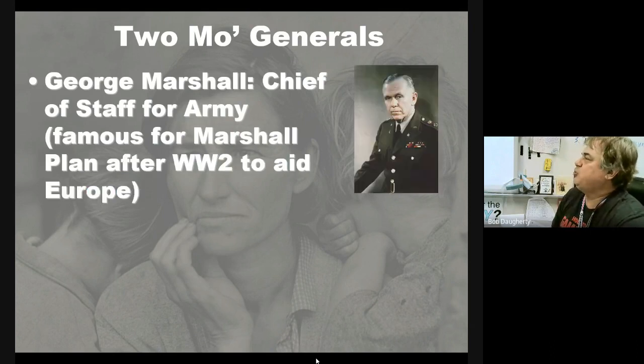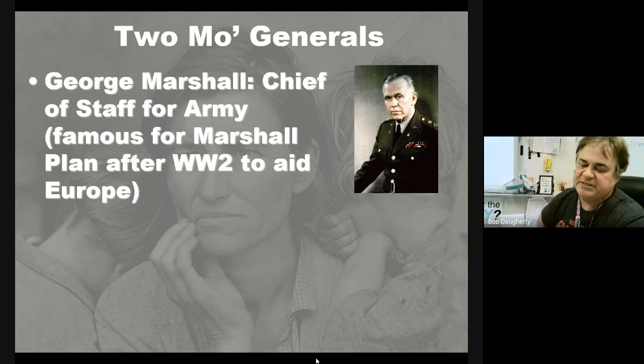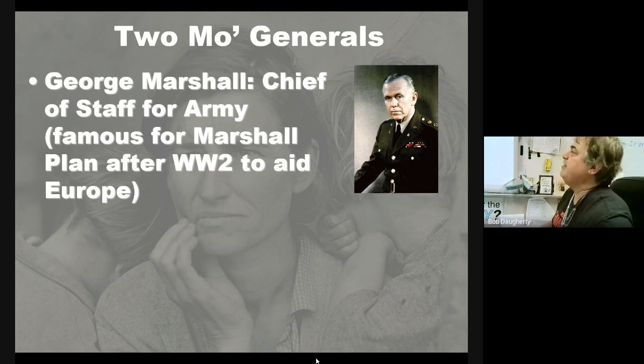STAR expects you to know George Marshall, and he isn't bad to know for the AP test as well. He was what we call chief of staff. He was in charge of both armies, working for President Roosevelt and then for President Truman. And also, after World War II, he goes from being in charge of the generals and the army to being our Secretary of State.